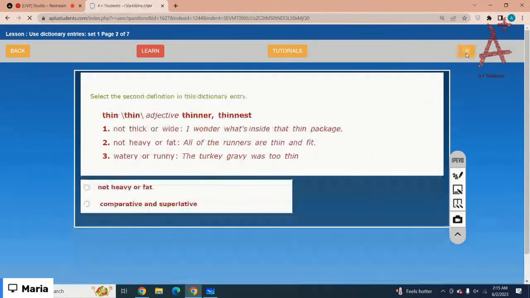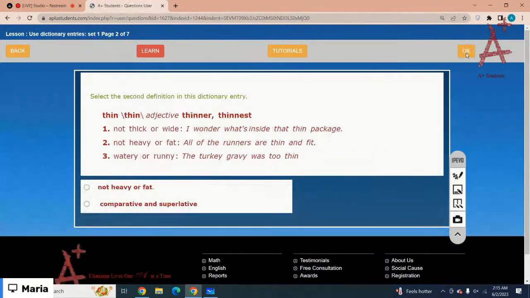Got it? Okay, the next one is, select the second definition in the dictionary entry. You can find another definition. Got it? Thin. The first one is not thick or wide. I wonder what's inside that thin package. Not heavy or fat. All of the runners are thin and fit. Watery or running. The turkey gravy was too thin. So, which is the second definition of the word thin?